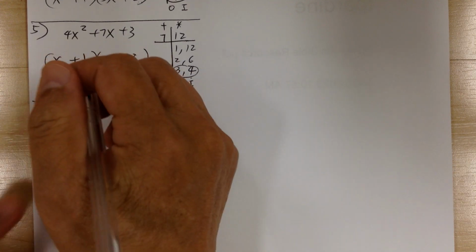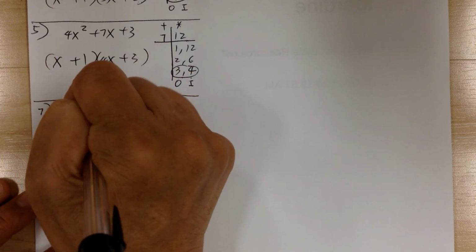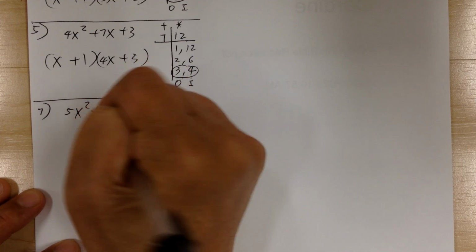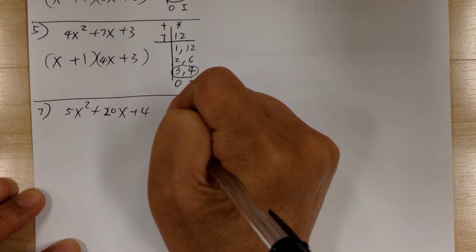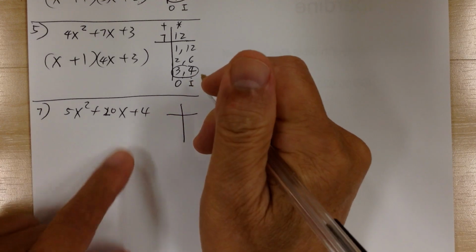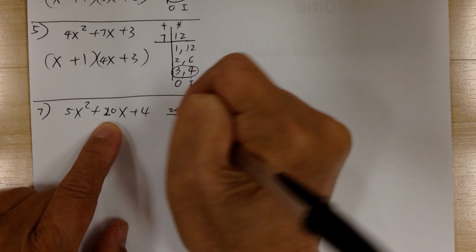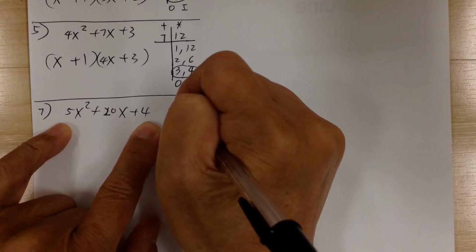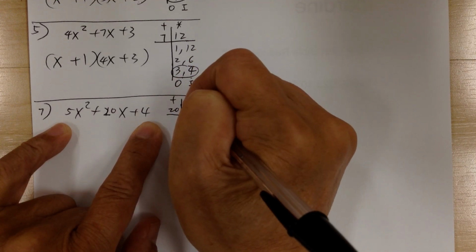Okay. Number 7. You have 5x squared plus 10x, 20x plus 4. Okay, go through the steps. So this is step 4. So you're going to get 20 and 20. Okay, and so you have to add. You have to multiply. Okay.